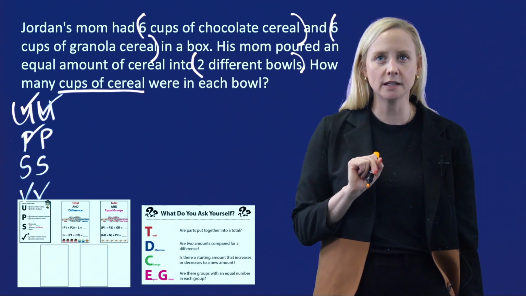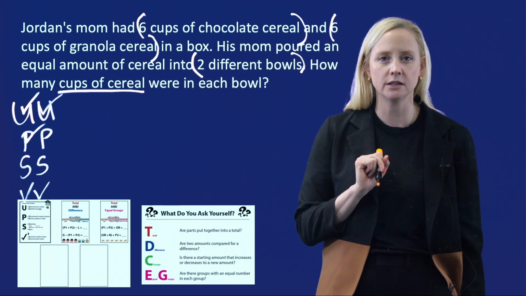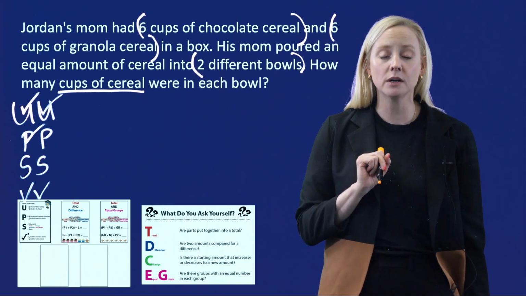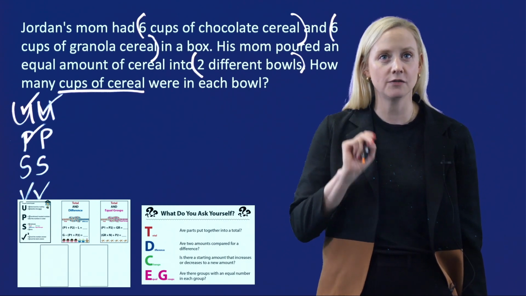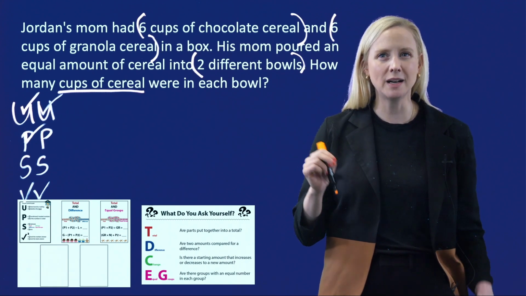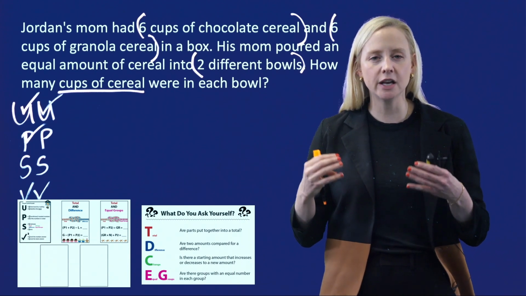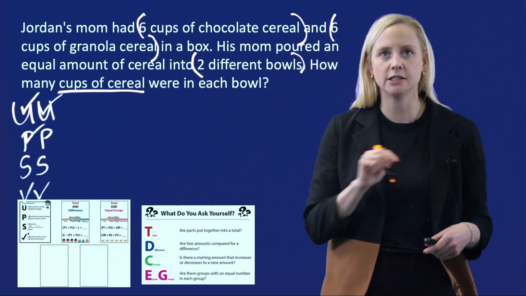It says Jordan's mom had 6 cups of chocolate cereal and 6 cups of granola cereal in a box. His mom poured an equal amount of cereal into 2 different bowls. How many cups of cereal were in each bowl? So I need to figure out how many cups of cereal we have first, and then we need to figure out how many cups of cereal are in each bowl.